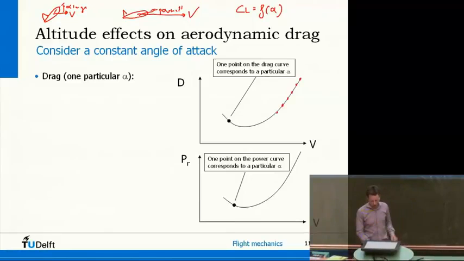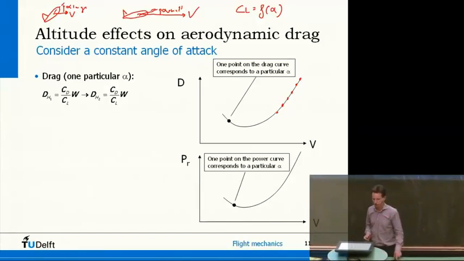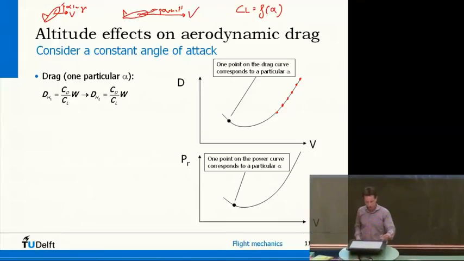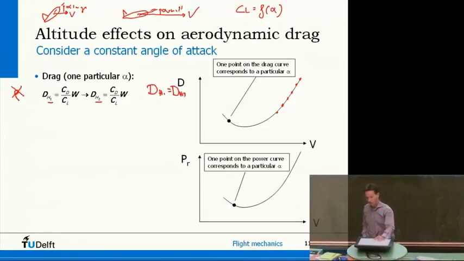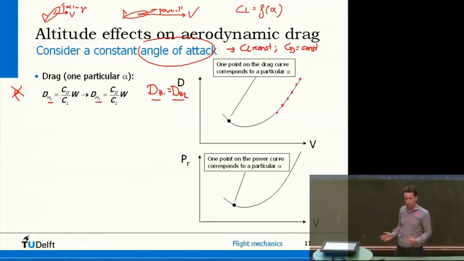Now, drag. Of course, we know drag is CD over CL times the weight. Now you can see straight away, if you look at that equation, that drag, if you look at altitude 1 or altitude 2, so H1, altitude 1, H2, altitude 2, there is no air density in the equation, so the drag at both altitudes is exactly the same if we keep this angle of attack constant. So that means CL is constant and also the drag coefficient, which is a function of angle of attack, is constant. So that's interesting. So drag remains exactly the same, even though I changed the air density.